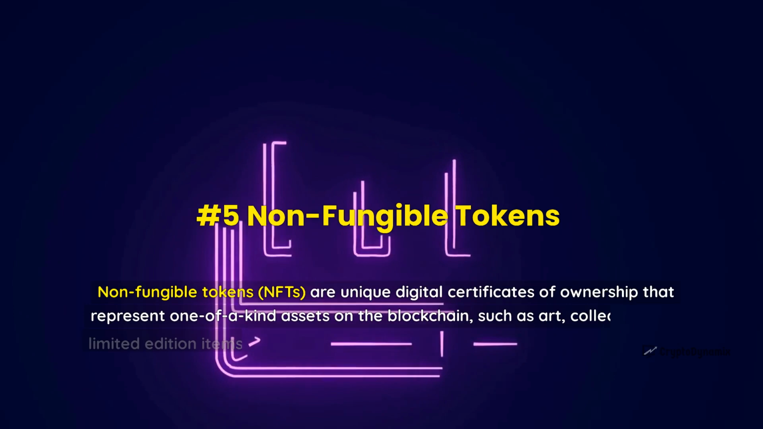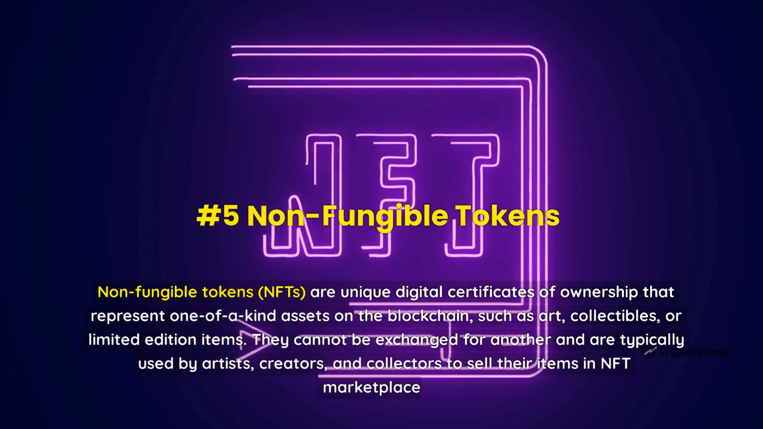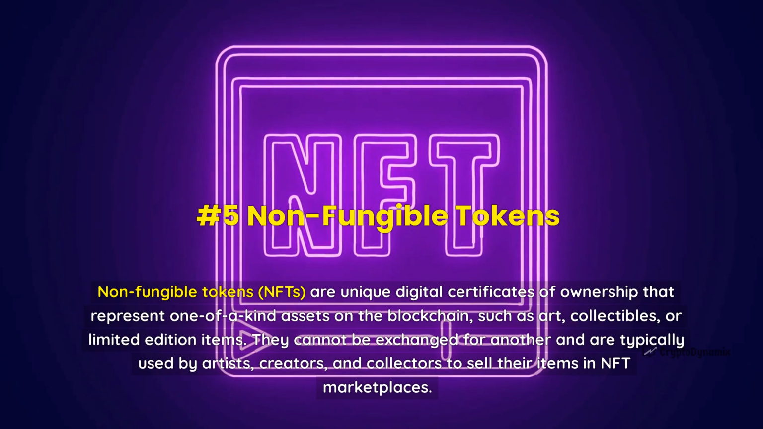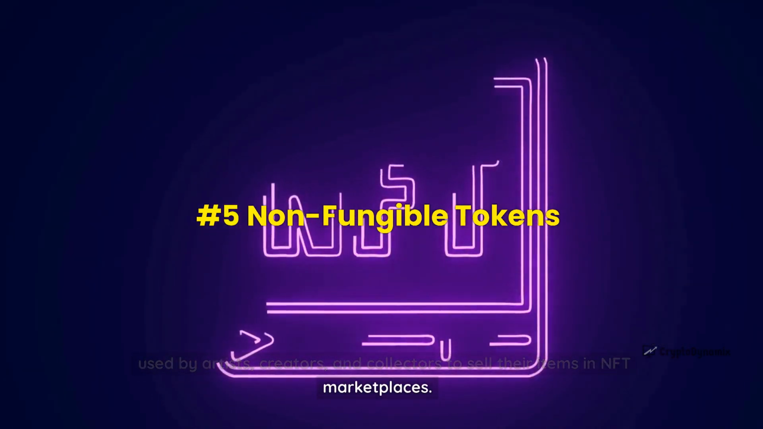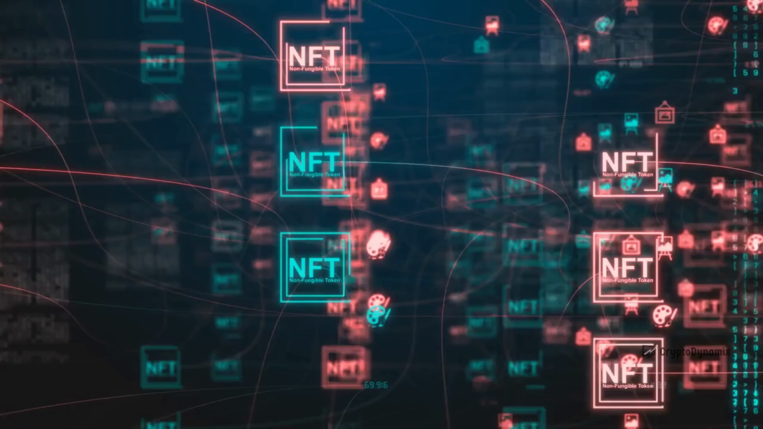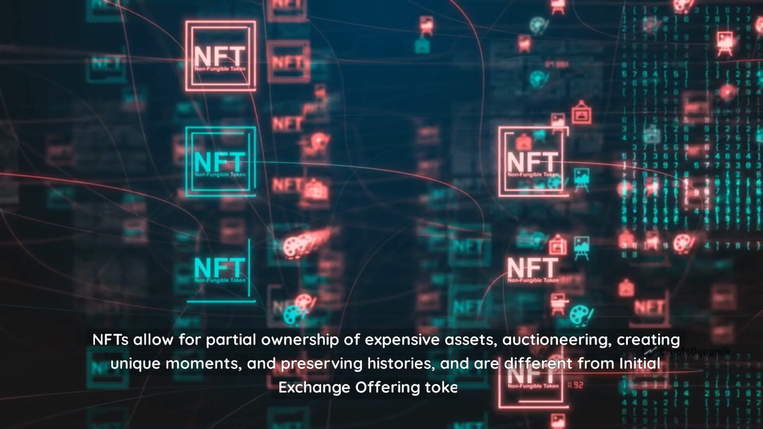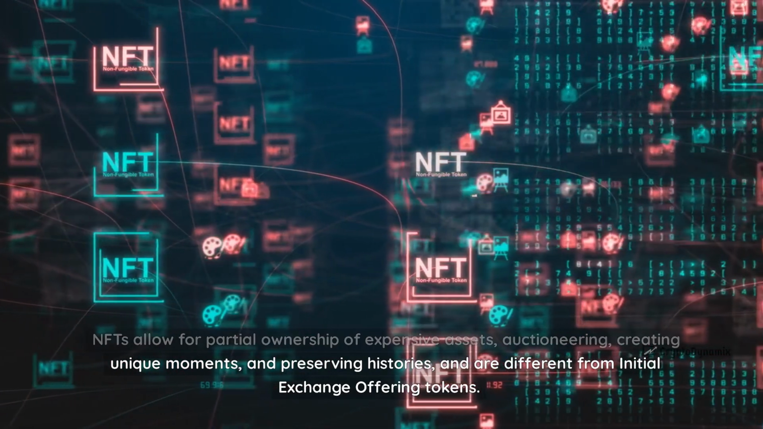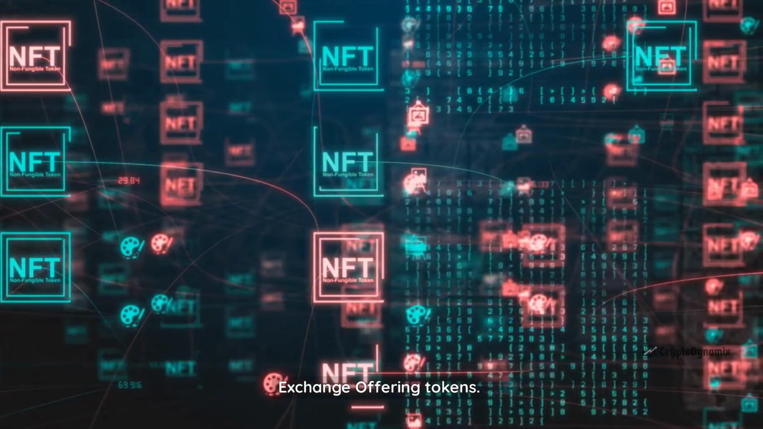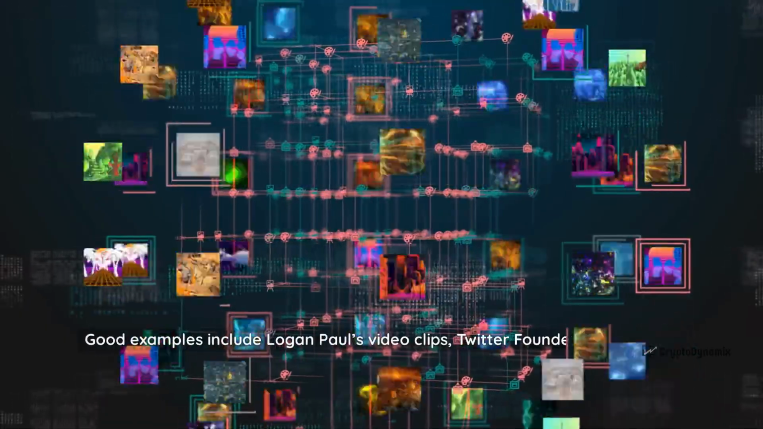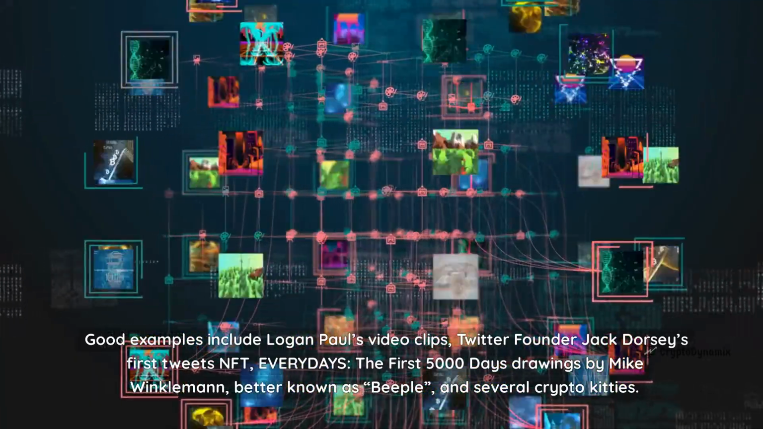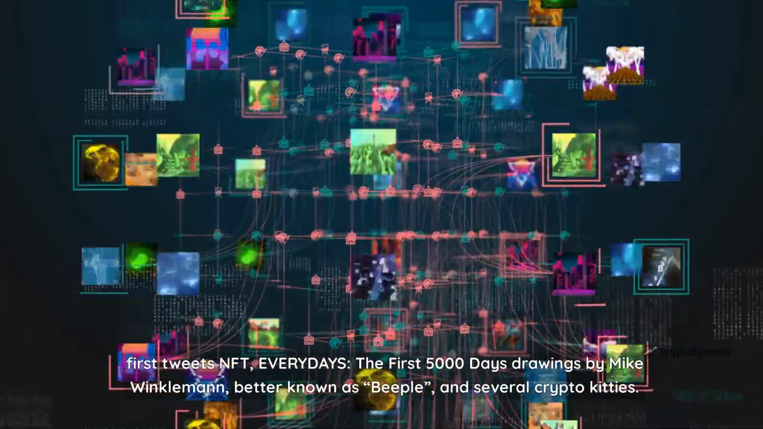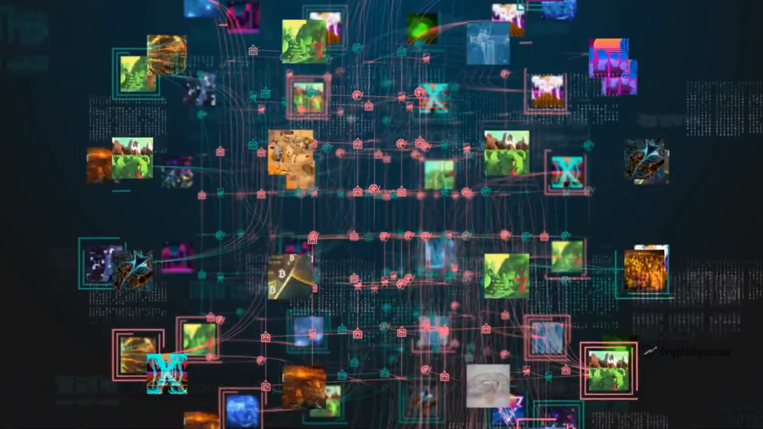Non-fungible tokens, NFTs, are unique digital certificates of ownership that represent one-of-a-kind assets on the blockchain, such as art, collectibles, or limited edition items. They cannot be exchanged for another and are typically used by artists, creators, and collectors to sell their items in NFT marketplaces. NFTs allow for partial ownership of expensive assets, auctioneering, creating unique moments, and preserving histories, and are different from initial exchange offering tokens. Good examples include Logan Paul's video clips, Twitter founder Jack Dorsey's first tweet NFT, Everydays, the first 5,000 days drawings by Mike Winkelmann, better known as Beeple, and several CryptoKitties.